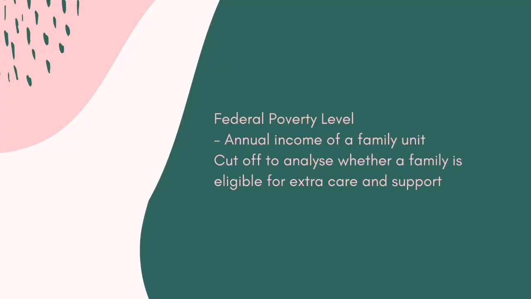A term I want us to be familiarized with before we discuss the results is the federal poverty level. The federal poverty level in the United States is basically the annual income of a family that allows the government to cut off whether they become eligible for extra support and care, such as Obamacare. So if they live under the federal poverty level, they become eligible for this extra support.